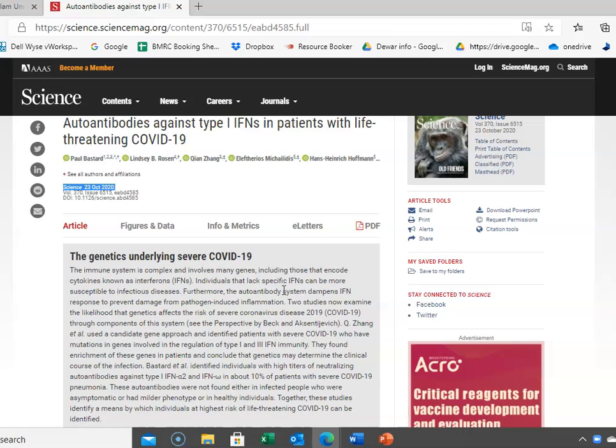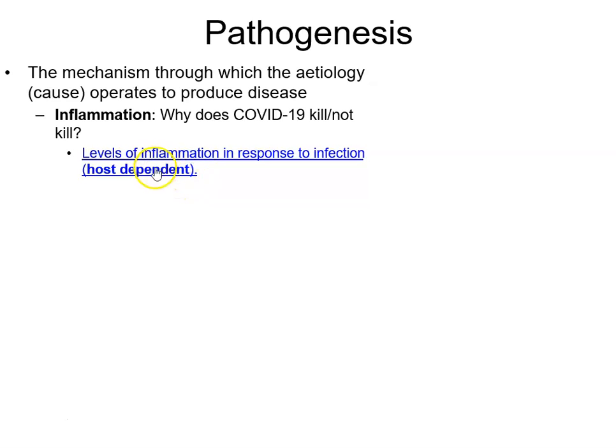autoantibodies to interferon, to type 1 interferons, that can result in those patients developing life-threatening COVID-19, whereas everybody else manages to shake off the infection. So the way individuals respond to an infection is quite often very key to whether the infection is life-threatening or not. So that paper we've just looked at can be obtained by clicking on this link on the original PowerPoint version of the slides.